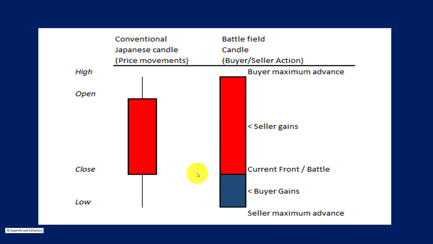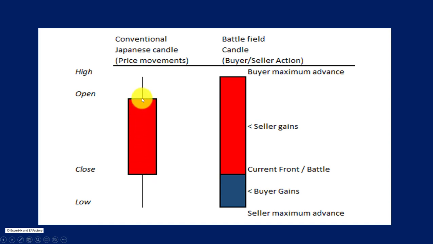So if one had to look at the original Japanese candle, it opened over there. Now we're not too worried about the order in which this happens, but what we know for sure is that the buyers pushed the price up to that high level. At that point, the sellers said, no, enough, and they pushed the price right down to over here. And at that point, the buyers said, no, this is enough, and then pushed the price to that point where the candle closed. Now, it could have happened in reverse.